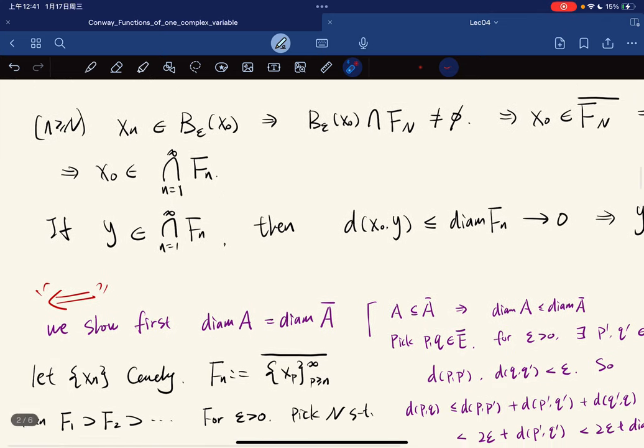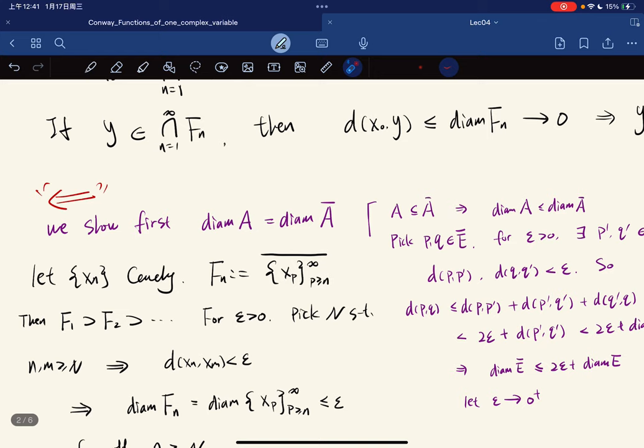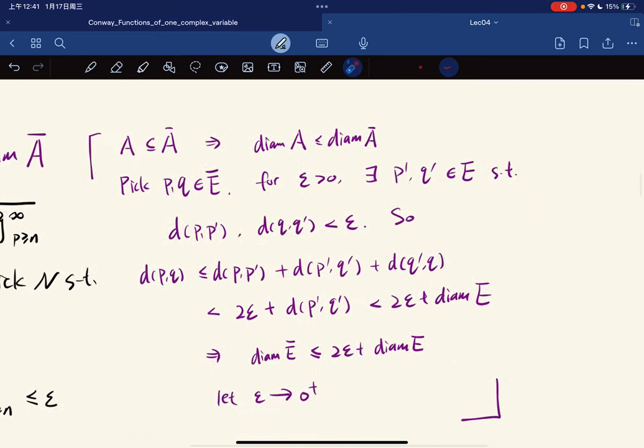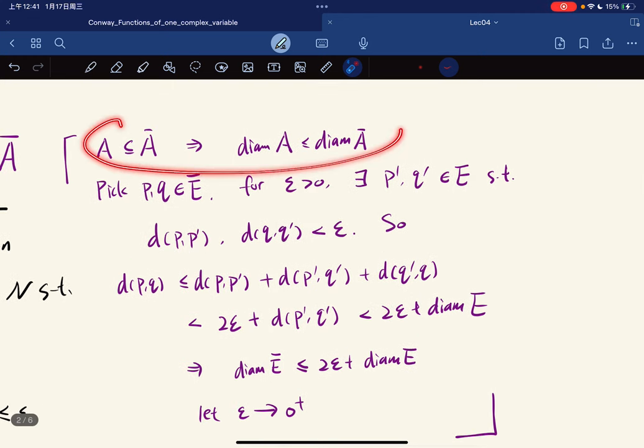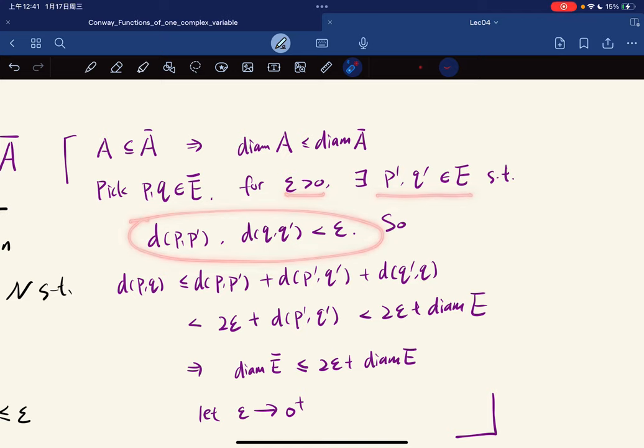Okay, so for this direction, first we show that the diameter of A is equal to the diameter of the closure of A. The explanation is given here. So for this direction it is trivial. Now, for the other direction, we pick two points in the closure. Then for any epsilon greater than zero, there exist points in E such that P prime lies within epsilon of P and Q prime lies within epsilon of Q, because they're in the closure.